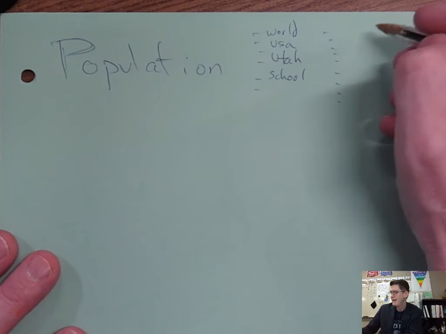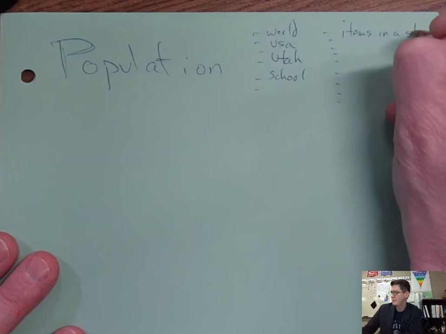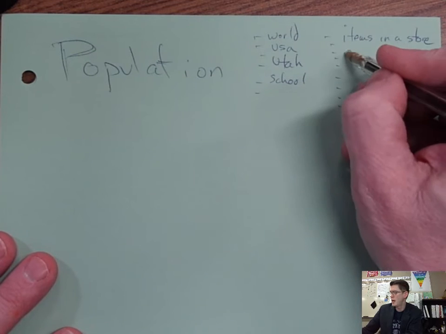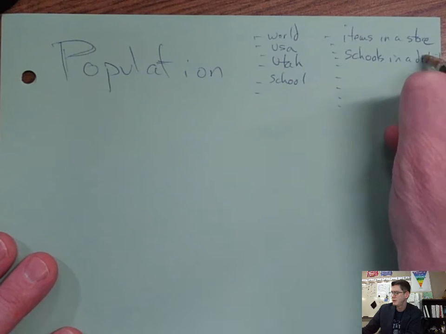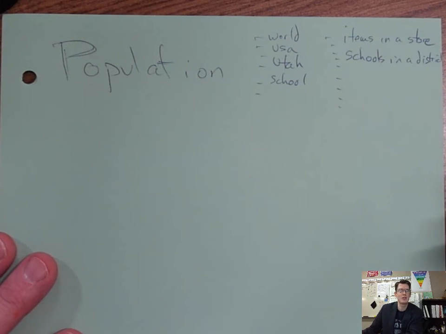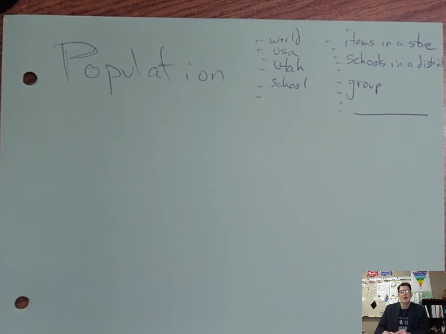For example, all the items in a store, or, and I'm not talking about people, schools in a district. The population can be anything, just a group of something. So I'll just put group. It can be just a group of anything, and so we can talk about populations and just groups that we want to study. Somebody might want to study raccoons, or bananas, or spiders. There's all these things that are studied. The items being studied are the population.